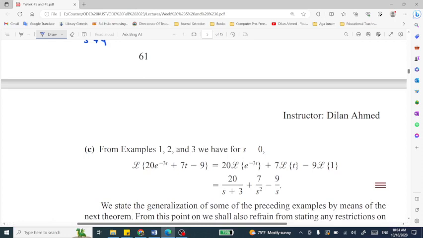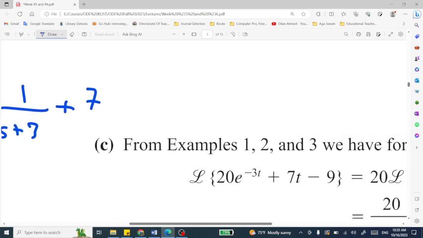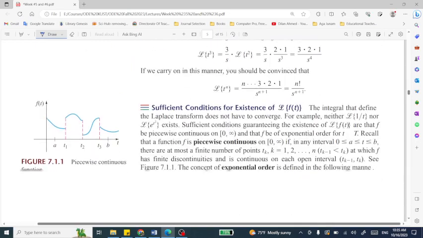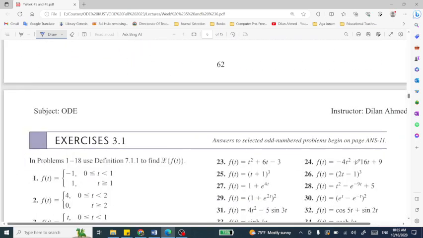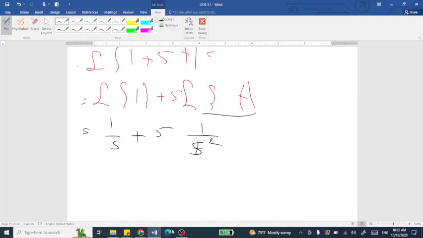How about the third one? Just apply the rule: 20 over s plus 3 over s squared minus 9, and so on. Any questions, dear? About the rule, explanation, or exercise? Any question? No. This is about section 3.1.